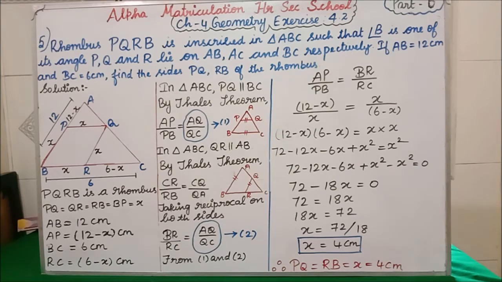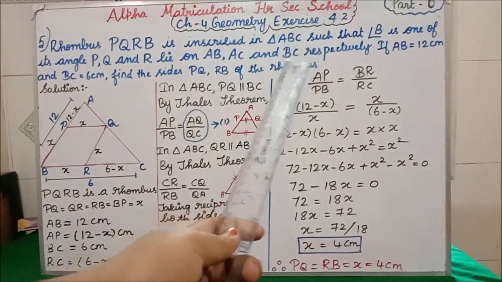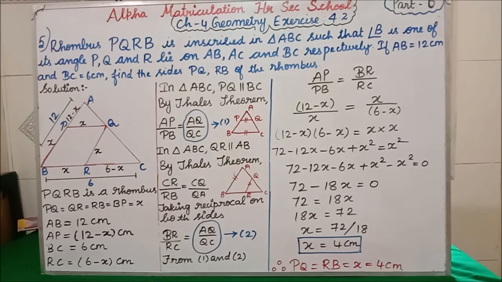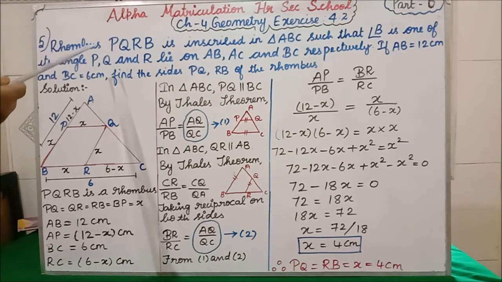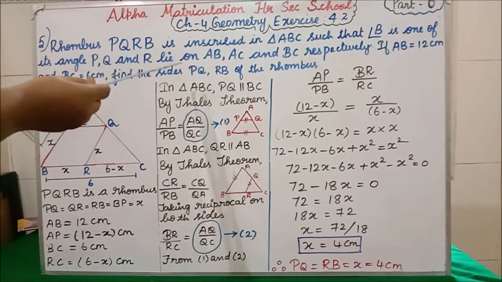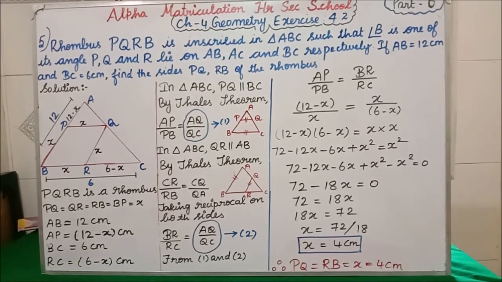What they are saying in the question, rhombus PQRB is inscribed in triangle ABC, which means what? In triangle ABC, this rhombus PQRB is inscribed, means in triangle ABC the rhombus is inside. So I have drawn it inside. See the rhombus PQRB. This is the rhombus, such that B is one of its angles. B is one of the angles in the rhombus.